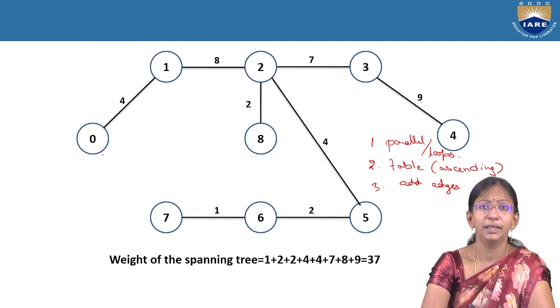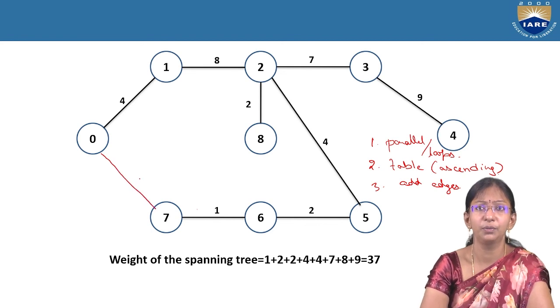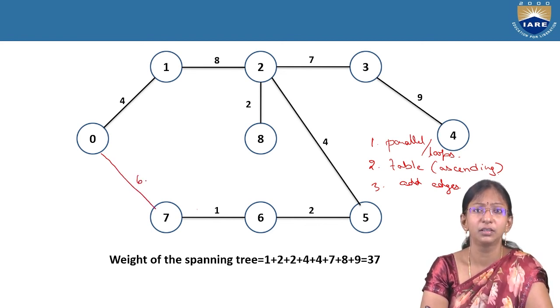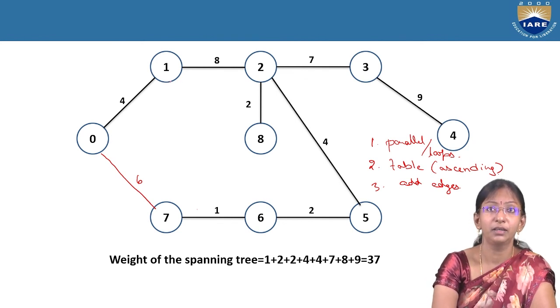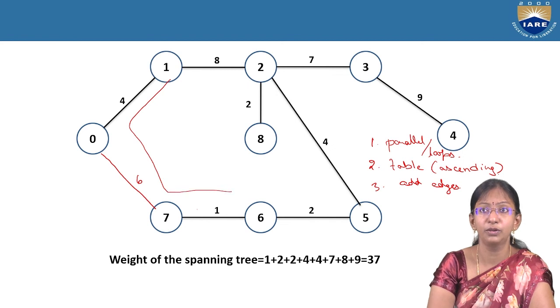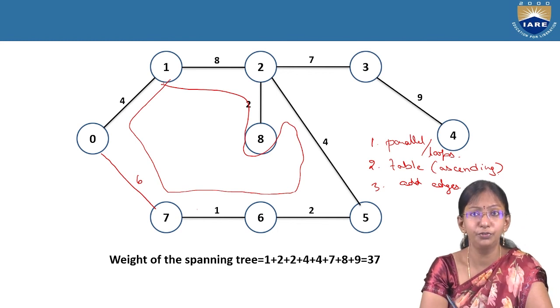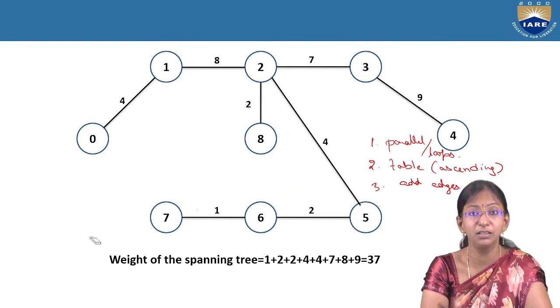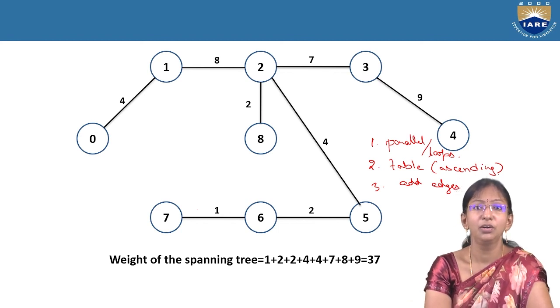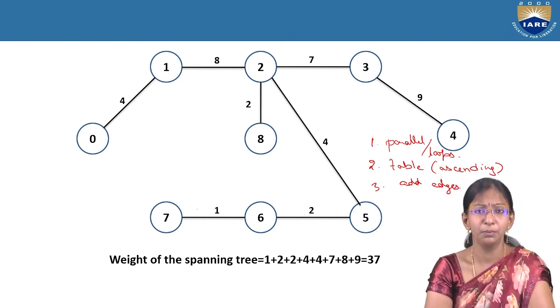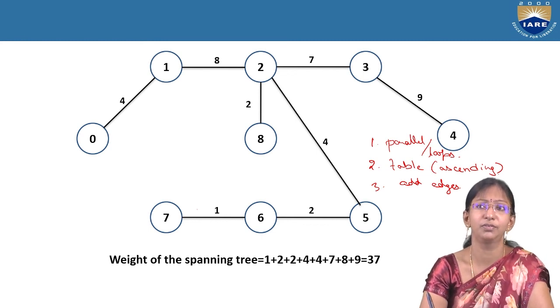What if I add an edge, something like this? It is having a weight 6. I hope you remember the graph. The weight is much lesser than the 7, that is the edge between 2 and 3, between 1 and 2, and between 3 and 4. It is much lesser weight. But if I add it, it is going to form a circuit. If it forms a circuit, then even if it is having the least weight, we cannot add it, because you will not get a spanning tree. It will not be a spanning tree in itself.